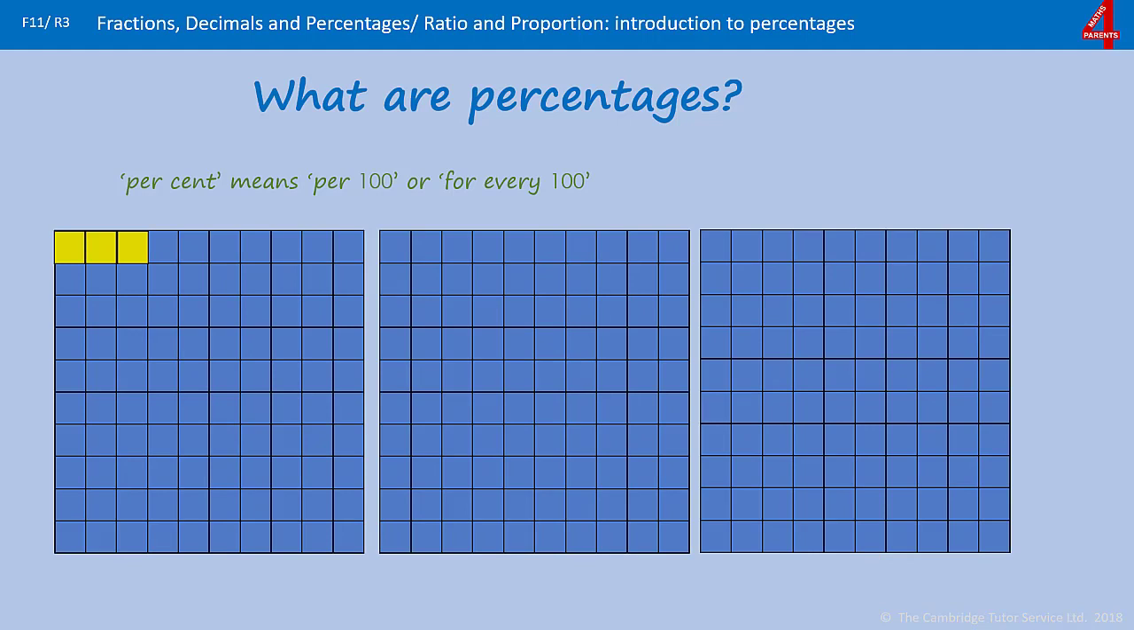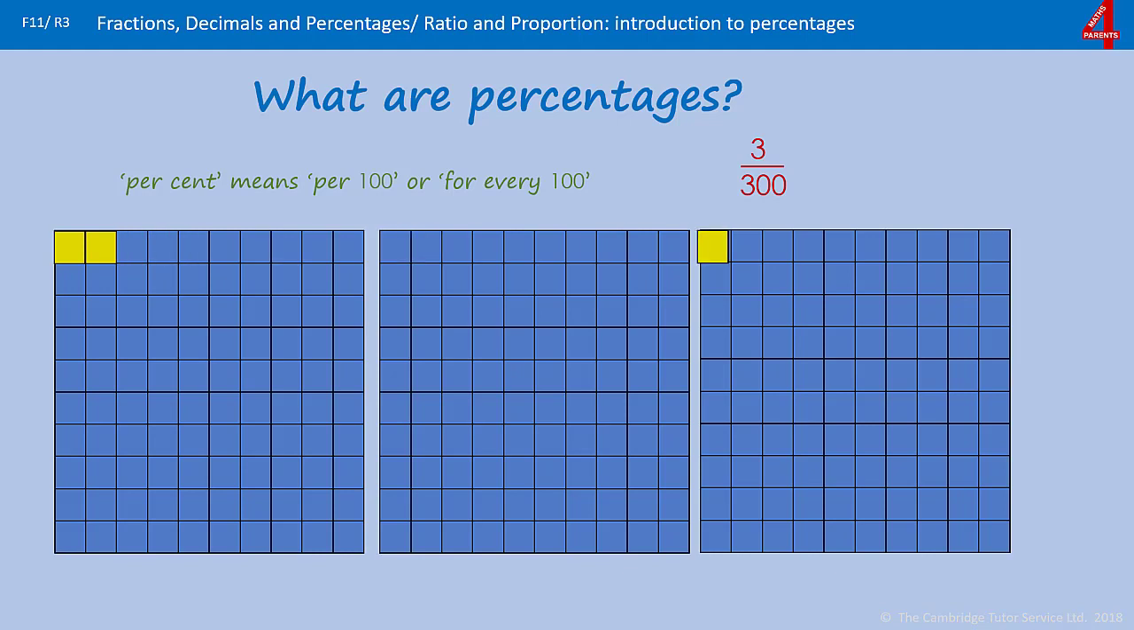Here we have 300 individual little blue blocks. How many do you have for each 100? And how many percent do you have if you have 3 out of 300? Pause the video, have a go.